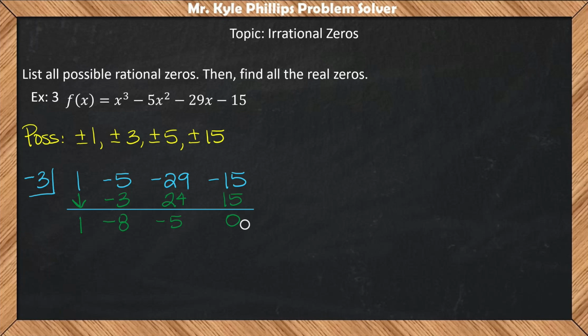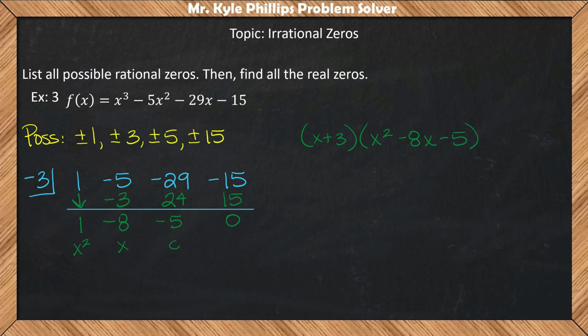So here, synthetic substitution is just confirming what the calculator told us, -3 is indeed a solution because the remainder is 0. So if -3 is a zero, then x plus 3 is going to be a factor. And then the other factor will be the result of this answer here. You have to remember that the degree is reduced by 1. So that's my x squared, my x, and my constant. So this is x squared minus 8x minus 5.